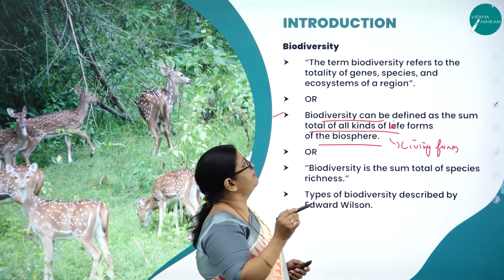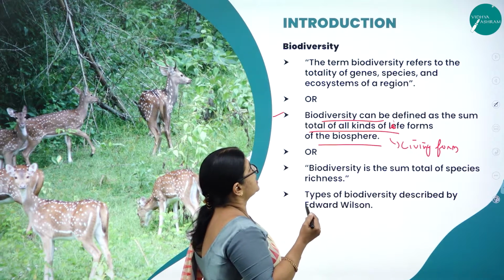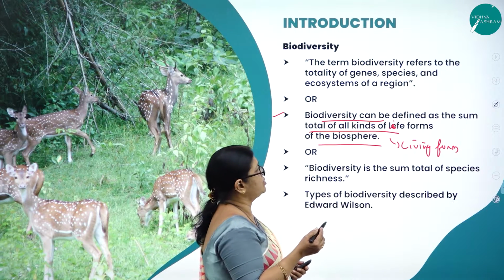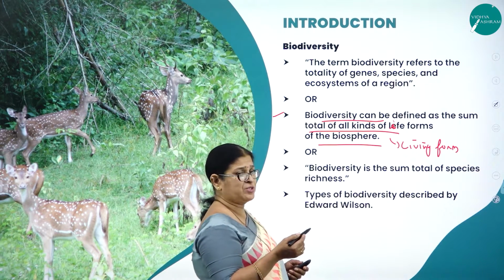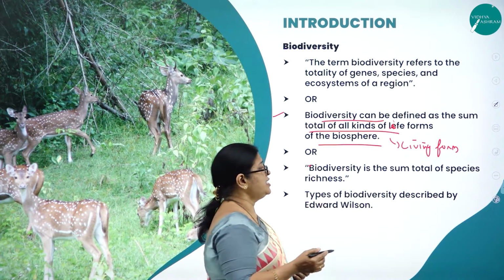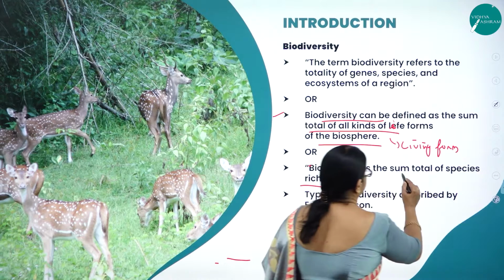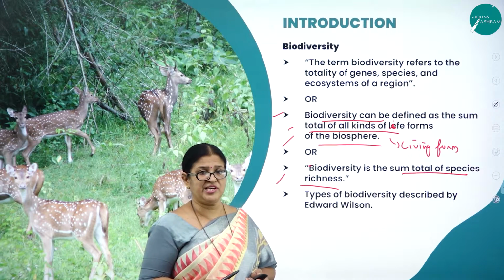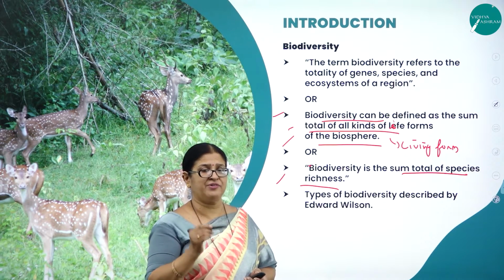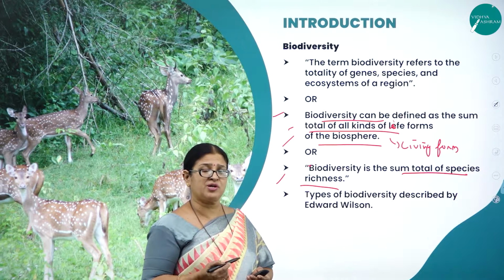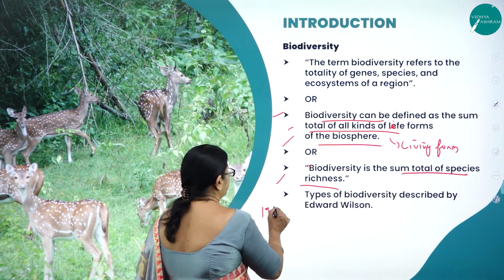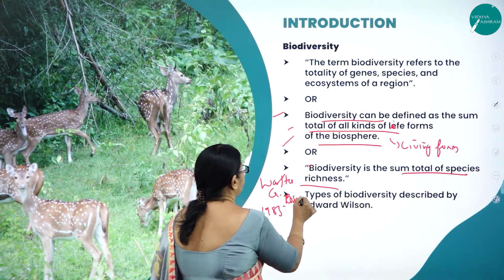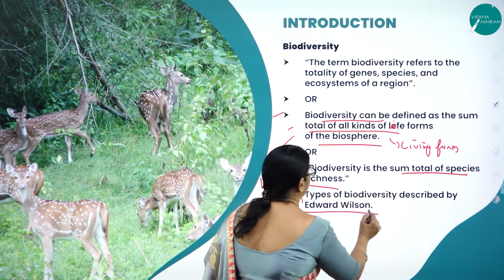The term biodiversity refers to the totality of genes, species and ecosystem of a region, or biodiversity can be defined as the sum total of all kinds of life forms of the biosphere, or biodiversity is the sum total of species richness. See how beautifully the word biodiversity is defined. And the word biodiversity was coined by Walter G. Rosen in 1985. Later, it was popularized by Edward Wilson.